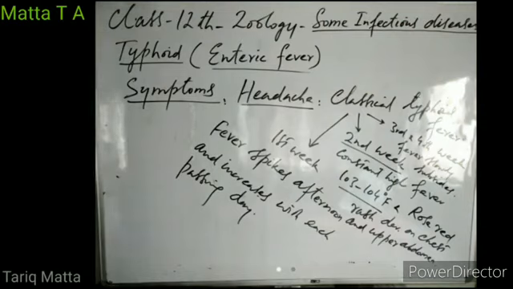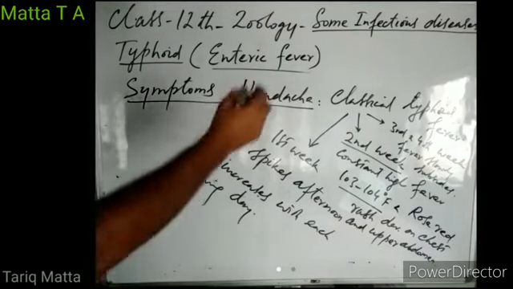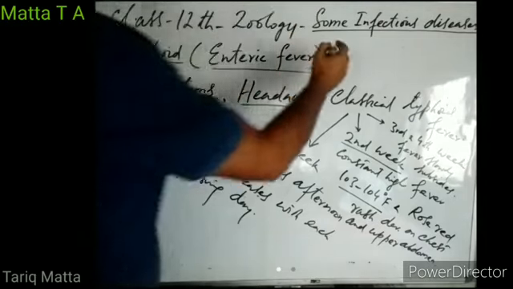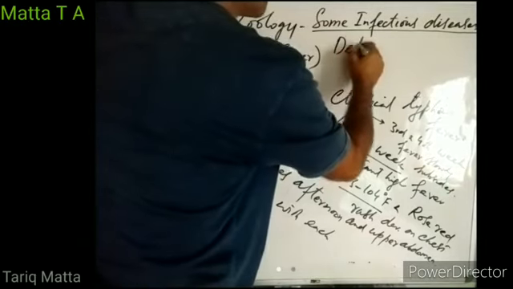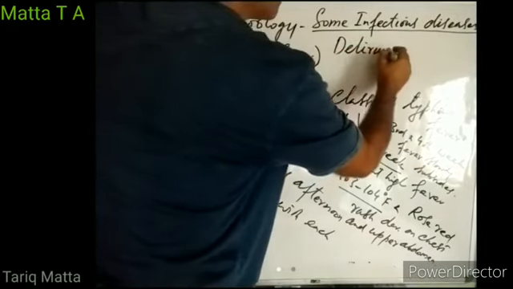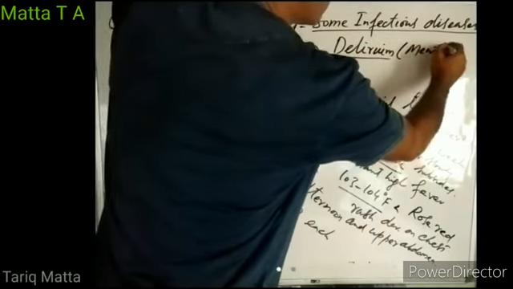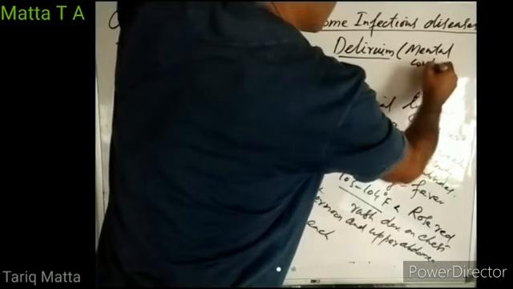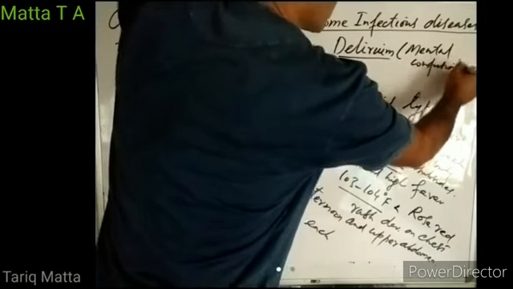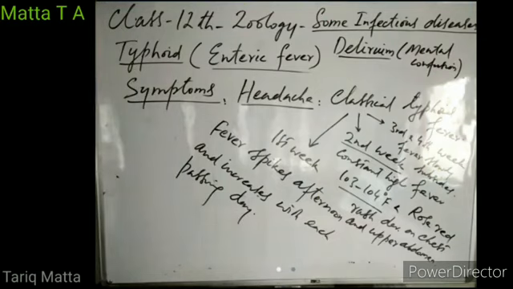In addition to this classical typhoid fever, the person may also suffer from delirium. Delirium means the person suffers from mental confusion. He is not able to think properly. He gets confused. He gets irritated. So this is another symptom of the typhoid. A person may suffer from delirium.